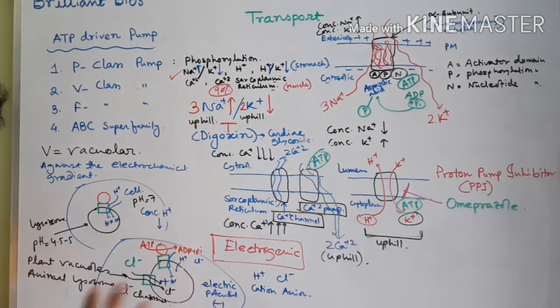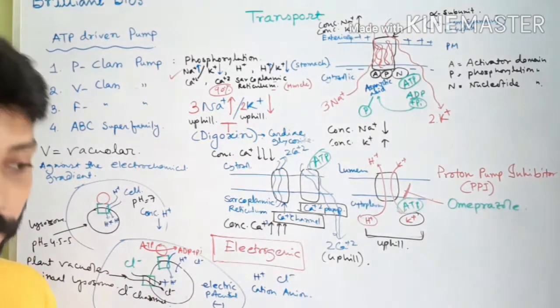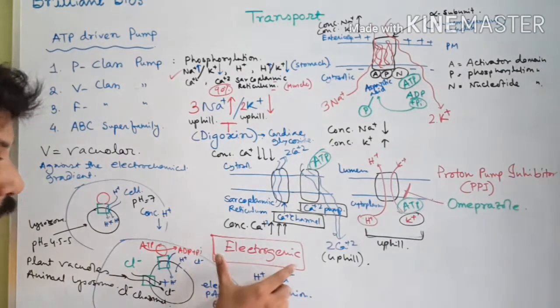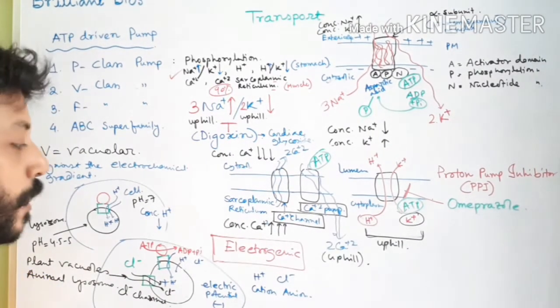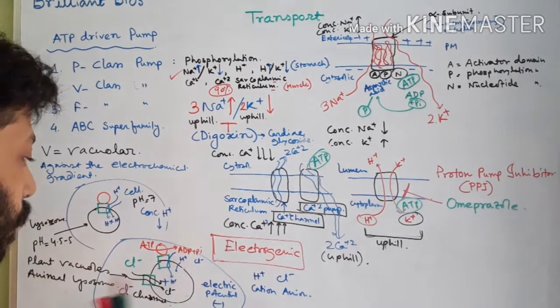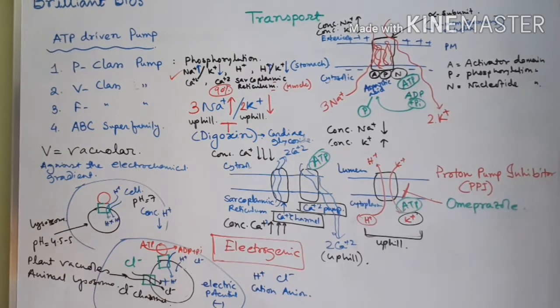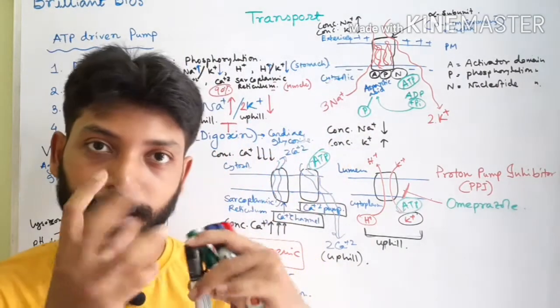So this is how this V class pump cannot function by single. It is actually electrogenic, it generates electricity or electric potential, but for that reason the chlorine channel is very important to function it properly. Now I have mentioned that the structure I have drawn is the animatic structure. There are so many subunits, that this is a rotor-like structure.